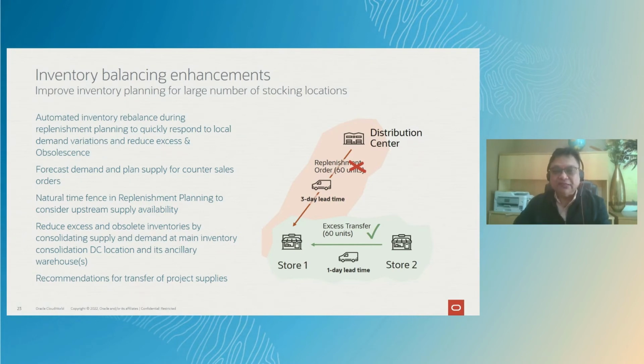Also we try to reduce excess and obsolete inventory by pooling a DC location and its proximal ancillary warehouses into one, so that you can reduce excess inventories. And in the case of project-driven supply chain, be able to recommend transfer of excess supplies from one project site to another project site. So all of these local inventory rebalancing capabilities help reduce excess and obsolete inventory.